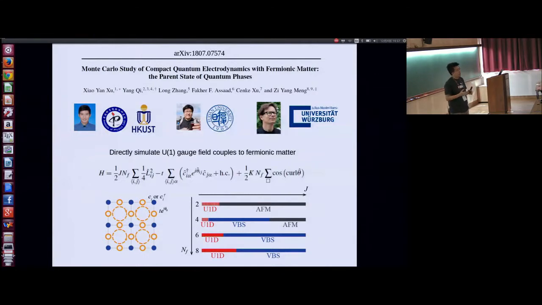So I'm asking myself the question, can we study a system where the starting point is just some spinon coupled to a gauge field? This is actually possible. We realized this is actually possible to simulate. This is a later work from us, where you can directly simulate a U1 gauge field coupled to fermion matter.